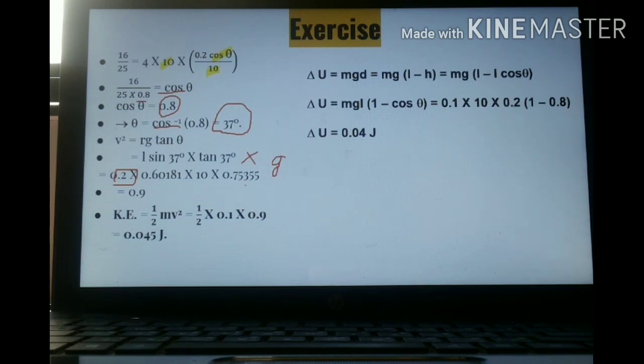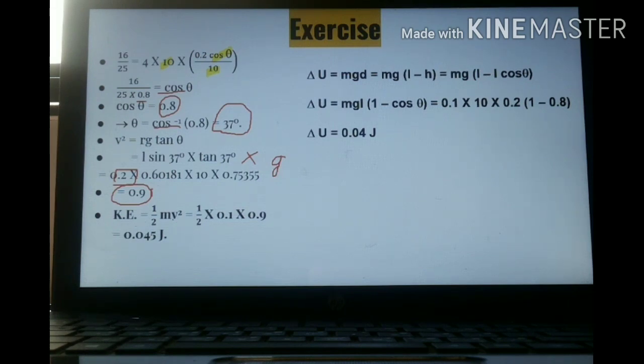So after solving all of this, we'll be getting the value of v square as 0.9. Now what we have to find out? We have to find out kinetic energy. But we are not able to find out the kinetic energy directly. So for that reason, we are first of all calculating the value of v square, and after that putting it in the kinetic energy formula.